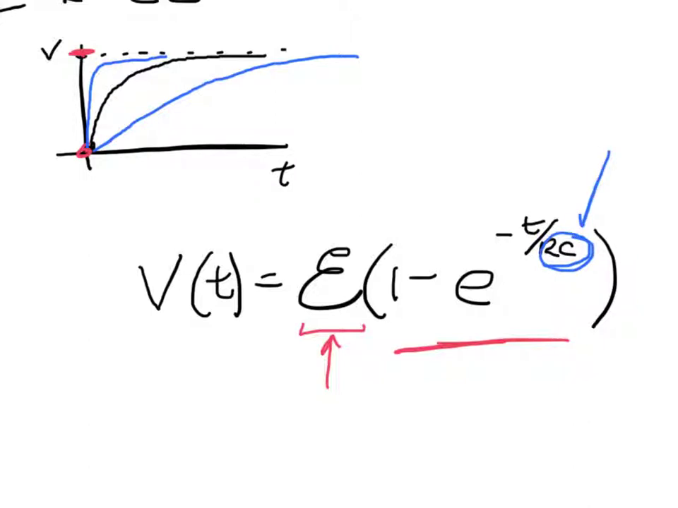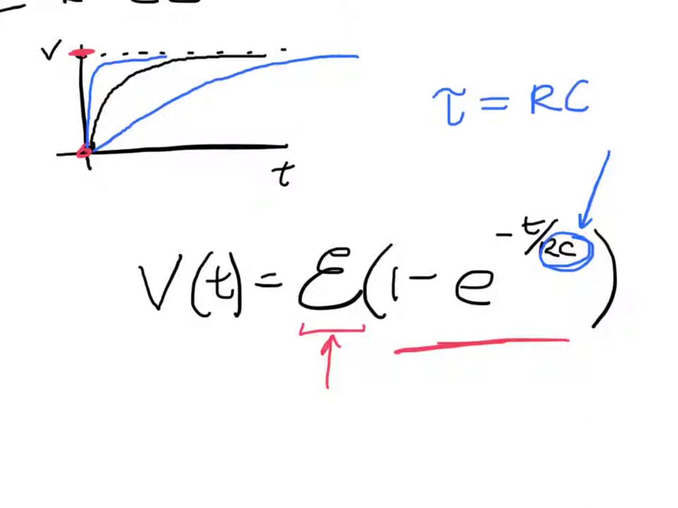The denominator, the bottom of the fraction in the exponent there. That RC is what's going to control the rate at which our capacitor charges. And in fact, that product, R times C, is so important, so crucial in this, that we give it a special name. It's called the time constant, and it's written with the Greek letter tau.